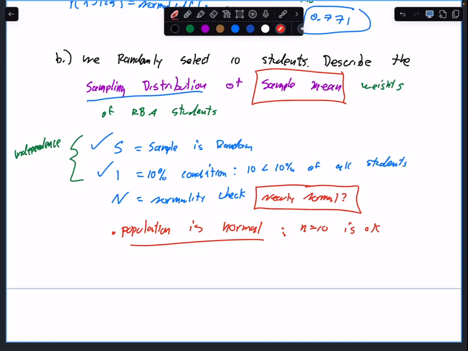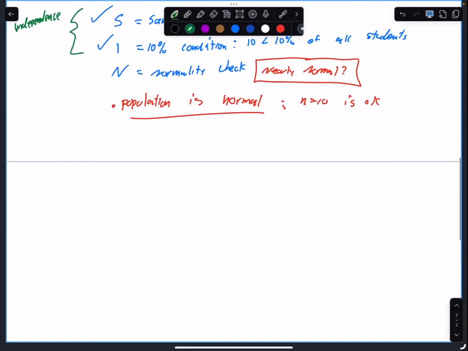If n is not greater than 30, I'm going to give you some more information. Yesterday, I gave you the graph of the distribution of the population, and we looked at it and said, yeah, that looks already kind of normal. So n equals 5 was good enough. So we're good, approximately normal.